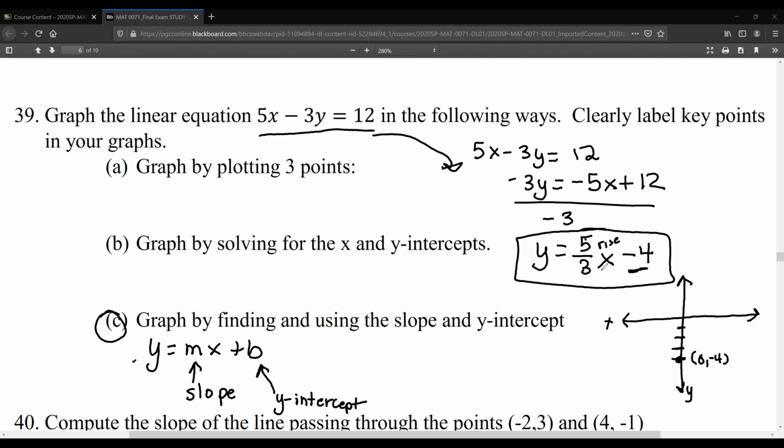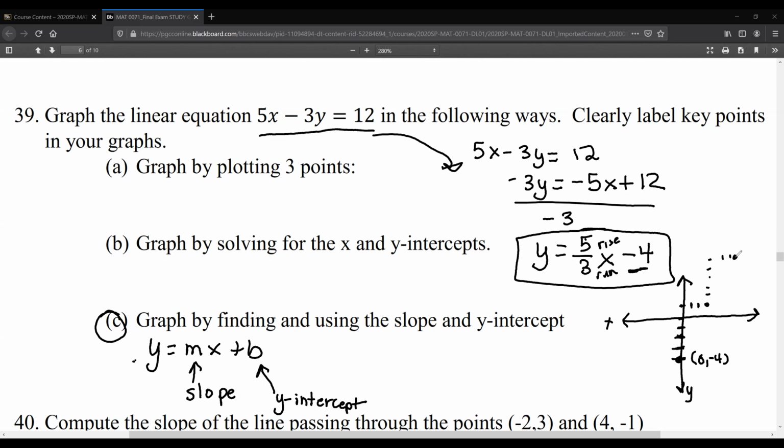And then from here, we're going to do your rise over the run. Over the run, right, very good. So you're going to go up how many times? 5. 1, 2, 3, 4, 5. And you're going to run 1, 2, 3, and the point goes here.